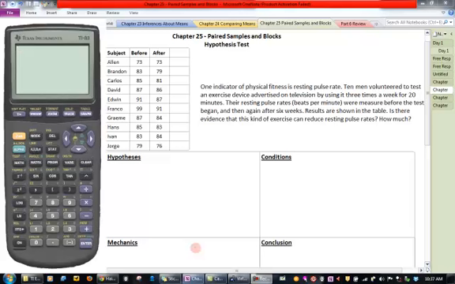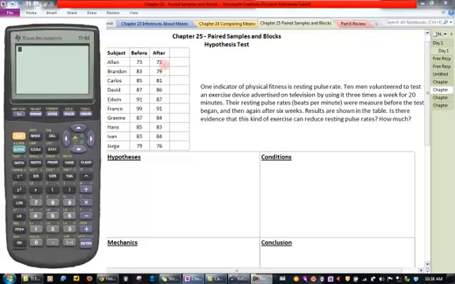And we want to find out if there's evidence that this kind of exercise can reduce resting pulse rates, and by how much. All right, so before we begin this test, we see that we have 2 different samples. But these 2 different samples are very different than our 2 different samples before, because they are not independent of one another. What that means is they are matched by subject. So for each subject, we have 2 different sets of information about them. They're before resting pulse rate and they're after. So since we can no longer assume independence, we're going to have to do a different kind of test.